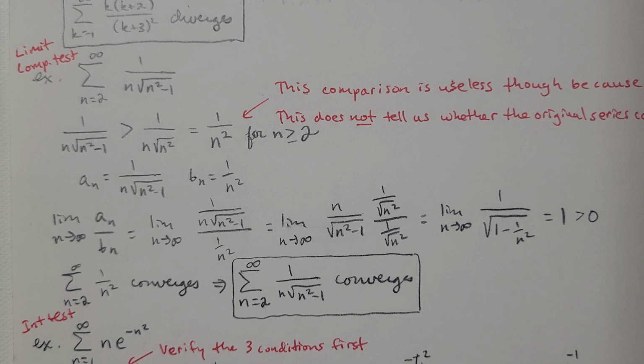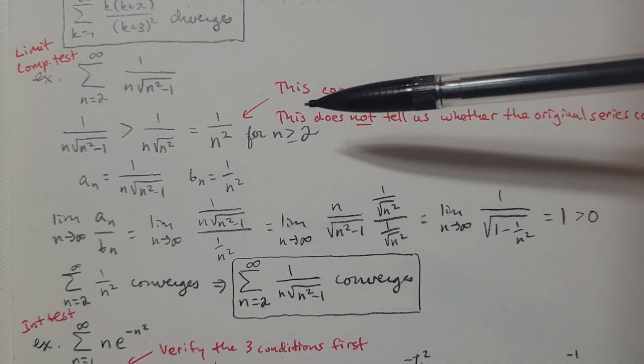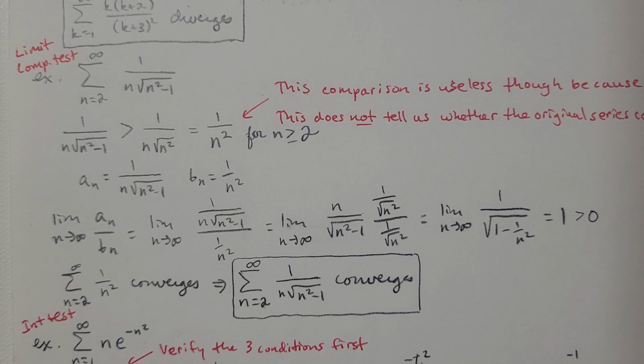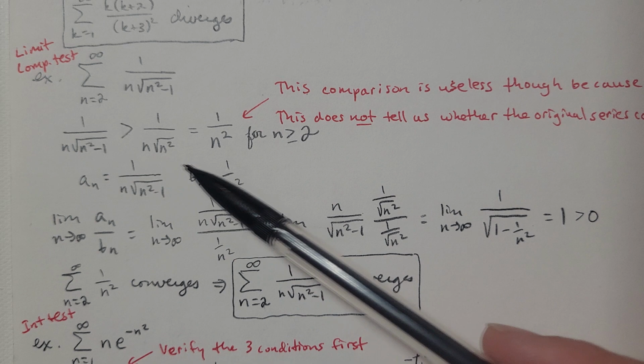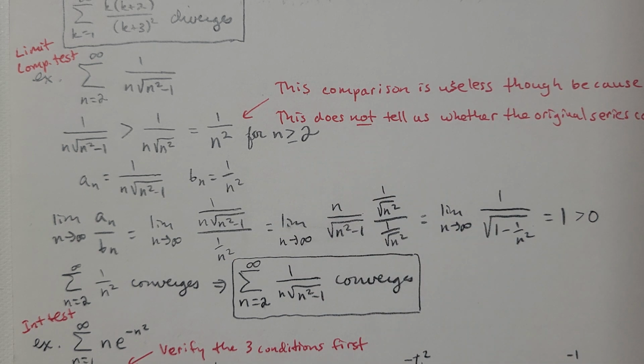Now 1 divided by n times the square root of n squared, that's the same as 1 divided by n times n, which is n squared. It's like a 1 over n squared. This statement here is true for all n that's greater than or equal to 2.